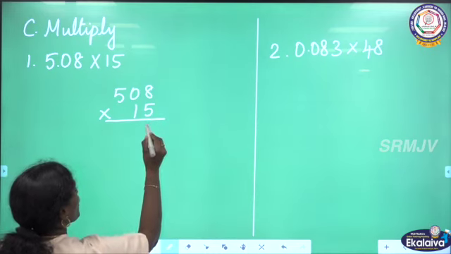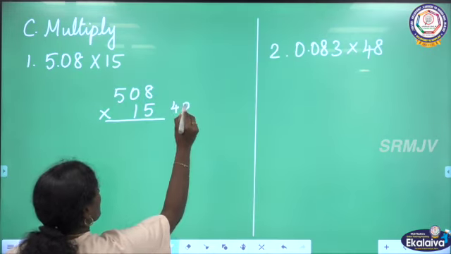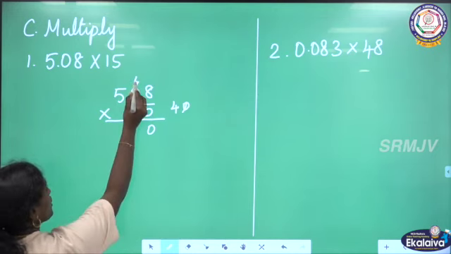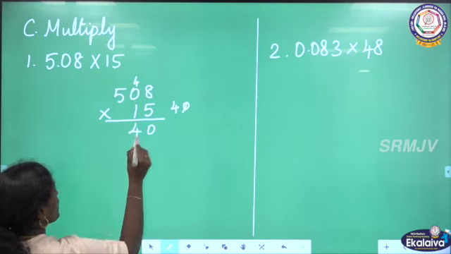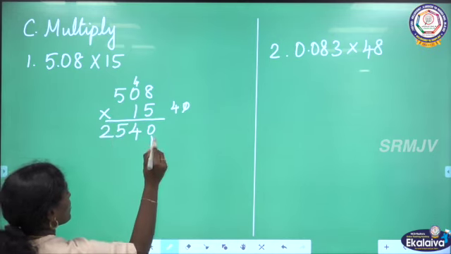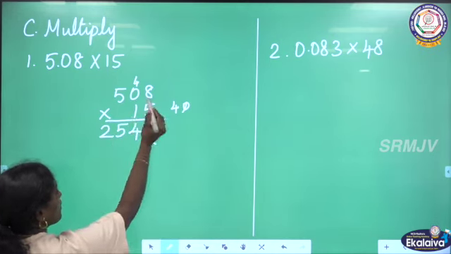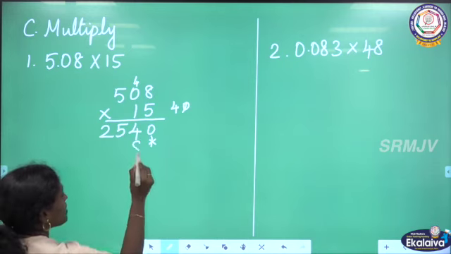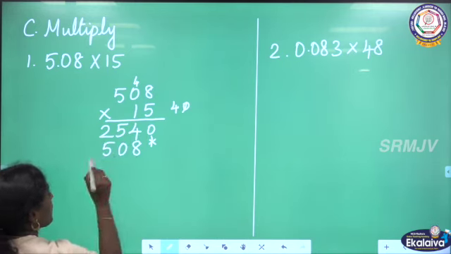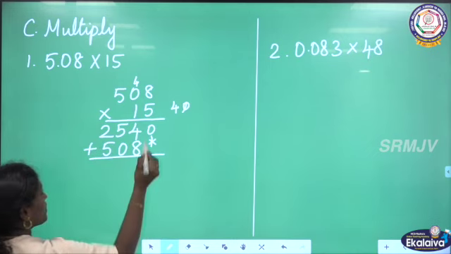5 8s are 40. 0 here, 4 carry over. 5 into 0, 0, 0 plus 4, 4. 5 5s are 25. Now, we have to leave the ones place. While multiplying a number by 1, we will get the same number. 0 and 5. Now we have to add the numbers.